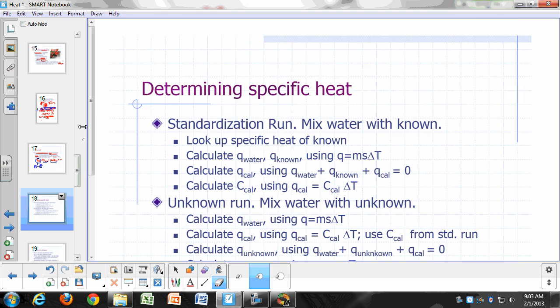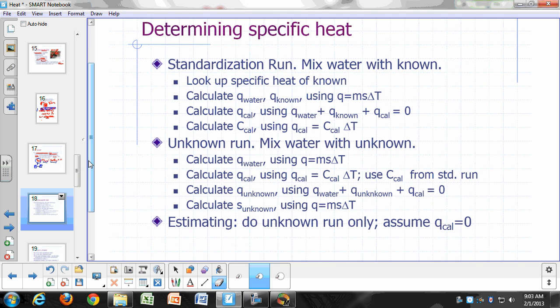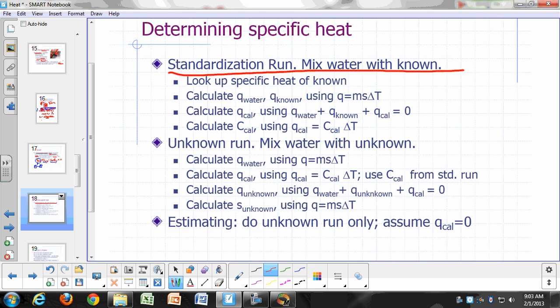All right, so let's summarize what we do in determining specific heat. Like I said, you do a standardization run. So you can mix water with something that's known. You mix water and water at two different temperatures, or you mix water and a known metal with a known heat capacity. So you know your Q water, you know your Q known, and M times specific heat times delta T is Q for each one of these, right? And then you can calculate Q cal, given the fact that Q water plus Q known plus Q cal is going to be equal to 0.